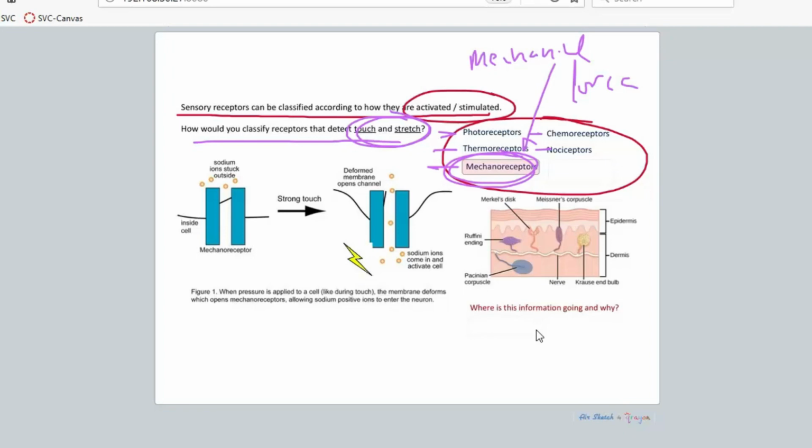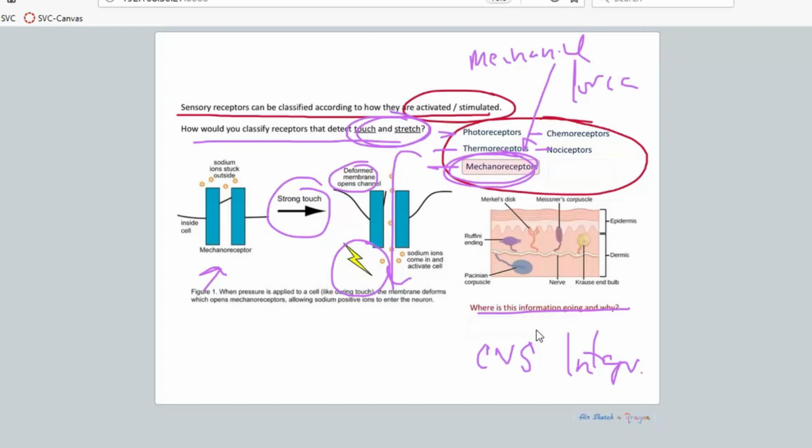And how that happens is that here's a mechanoreceptor right there, and this is when it's not being disturbed. But then when you have a touch sensation, for instance, that mechanical touch deforms the receptor, allows ions to travel in, and that electrically stimulates the receptor, electrically stimulates the cell. Where is this information going and why? It's going to the central nervous system for integration.